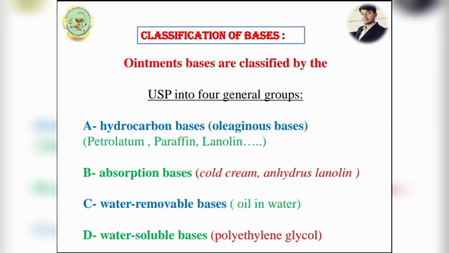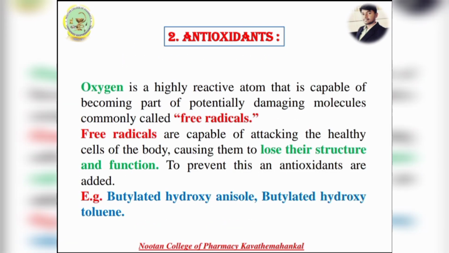The classification of the bases: ointment bases are classified by the USP into 4 general groups. First is the hydrocarbon base, the oleaginous base, for example petrolatum and paraffin; lanolin bases are also used. Second is the absorption base, using cold cream and night cream. Third, water removable bases, which use the oil in water base. Fourth, water soluble bases, using polyethylene glycol in the ointment base.